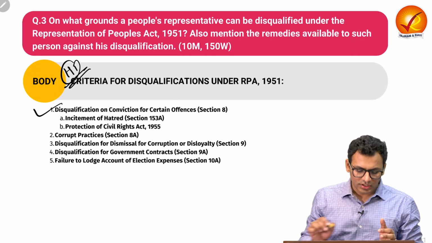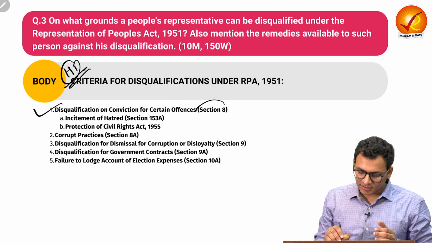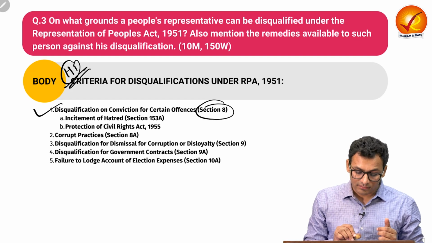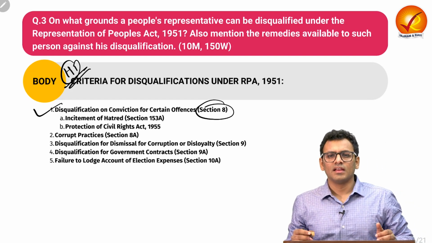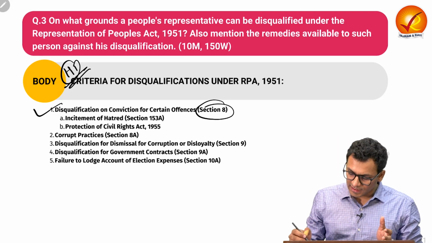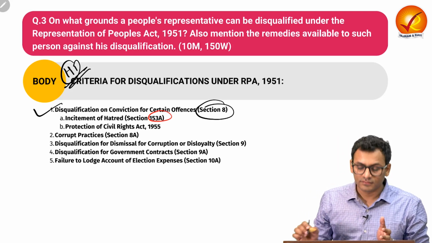The first point you can talk about is with respect to Section 8 of the act, where there are certain disqualifications on conviction of certain offences. There are multiple sections for the same. The first section talks about incitement of hatred, which is Section 153A.